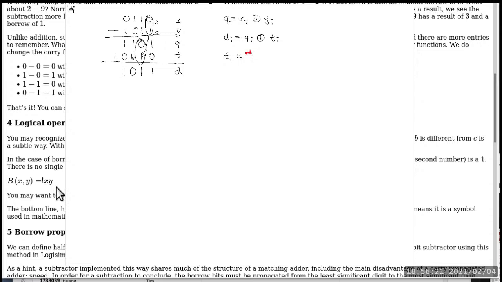So the T of I equation seems to hinge on, or T of I plus 1 I should say. So T of I plus 1 seems to hinge on the borrow, or whether there's a borrow of 1 or not, when we subtract yi from xi. And it also seems to rely on the subtraction of qi minus T of I. So now the question is, what operator do I use to combine these two?